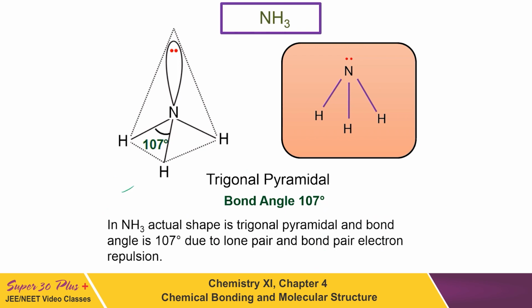Example is ammonia with a bond angle of 107 degrees. Ammonia also looks like a pyramid, and the apex of each pyramid possesses hydrogen here, hydrogen here, and hydrogen here. This shape is trigonal pyramidal. 1 pyramid could be formed. In NH3, actual shape is trigonal pyramidal and the bond angle is 107 degrees. This is very important, students. This is something very important. Hybridization and bond angle. Please have a look.